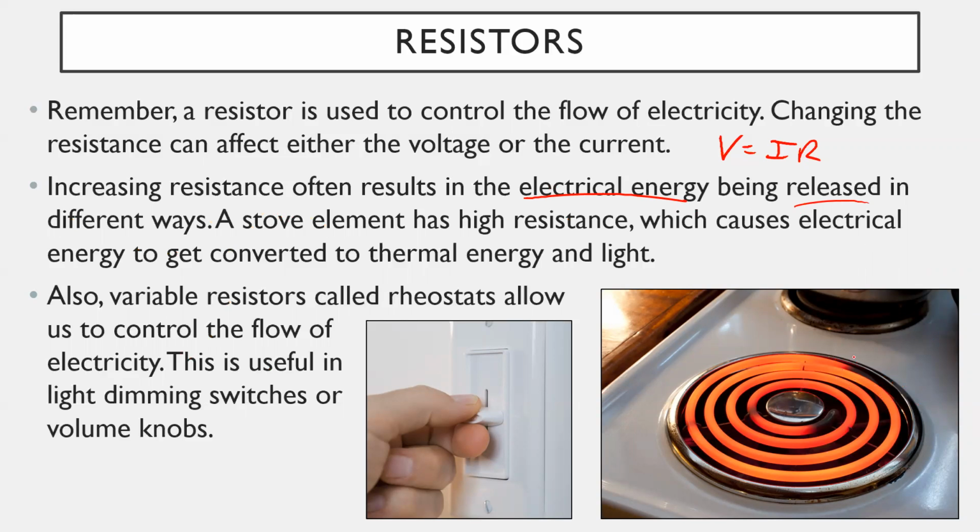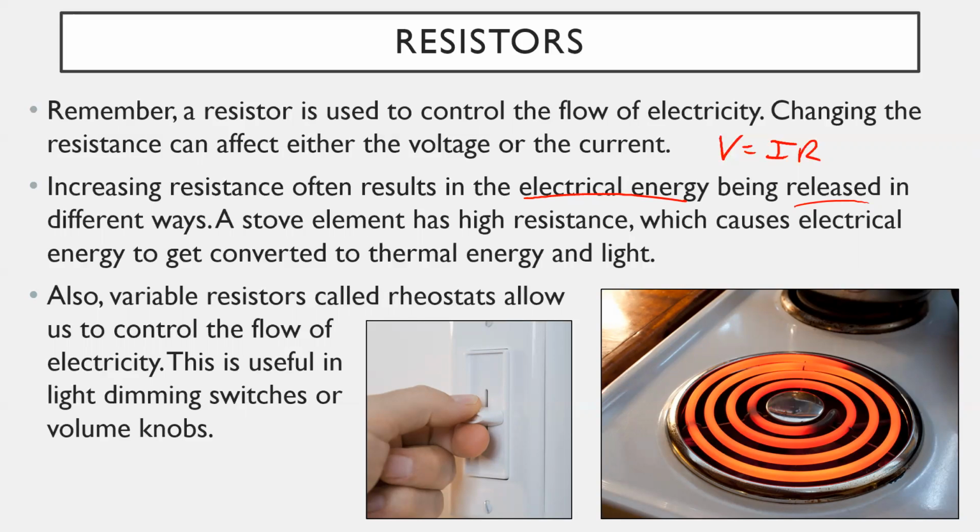So once electricity is passed through the stove element, the increased resistance in here causes the energy to kind of go, hey, where do I go now? And it gets released, right? So the release of energy becomes thermal energy, so in other words, heat, and also, of course, a little bit of light energy because it glows. And that allows us to, of course, use our stove element and cook our food.